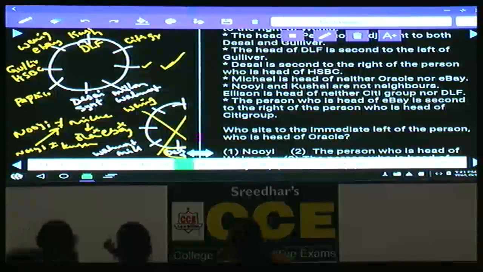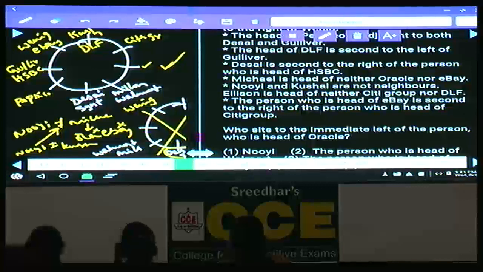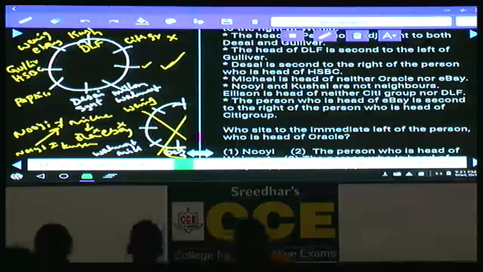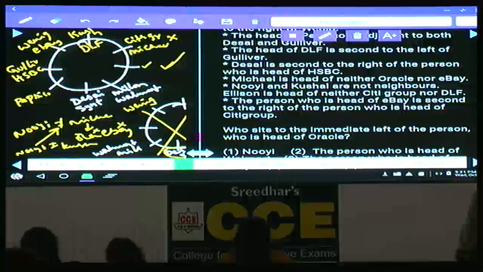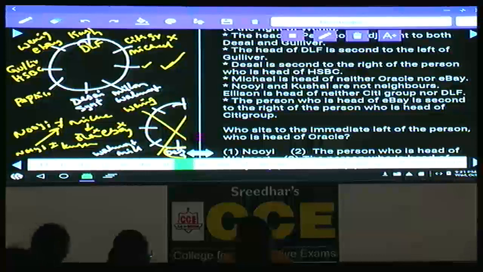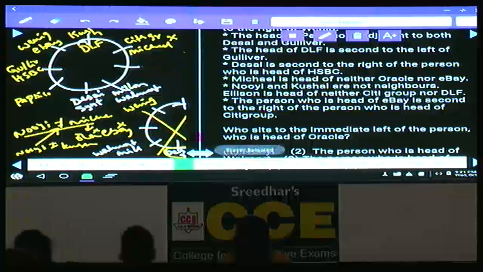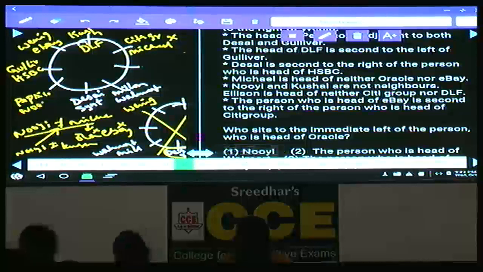As this person is Citigroup here, who is the person that does not belong to Citigroup? Nui and Kushal cannot be adjacent to each other, hence Nui cannot be Citigroup. At the same time, Ellison is also not Citigroup. Then who is the person from Citigroup? Michael is the person from Citigroup. If Michael is Citigroup, then if you take Nui at this place, Nui and Michael cannot be adjacent, hence Nui cannot be at this place. Then Nui must be the head of PepsiCo.